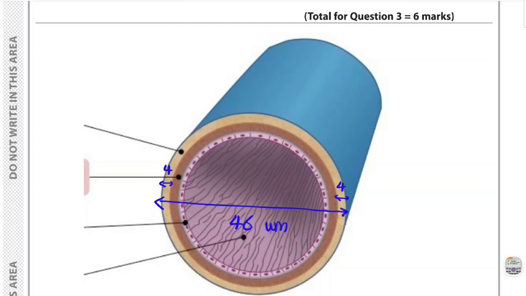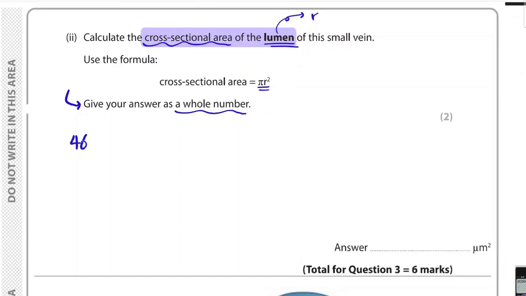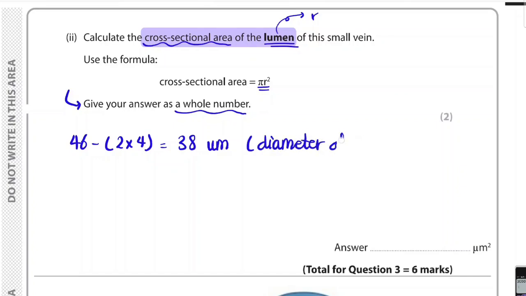What am I gonna do if I need only the lumen here? Of course, I'm gonna remove the part of the wall. How am I gonna do this to calculate the diameter of the lumen? We're gonna do 46, which is the total diameter of the whole vein, minus 2 times 4, which is 8, and this gives me the entire diameter of the lumen only. So it will be 38 micrometers. Now I got the diameter. This is the diameter of the lumen. Can I use this? No.